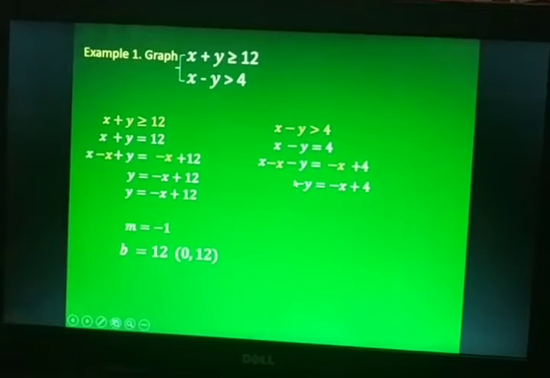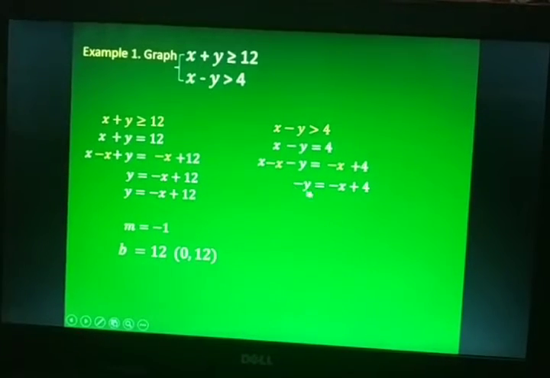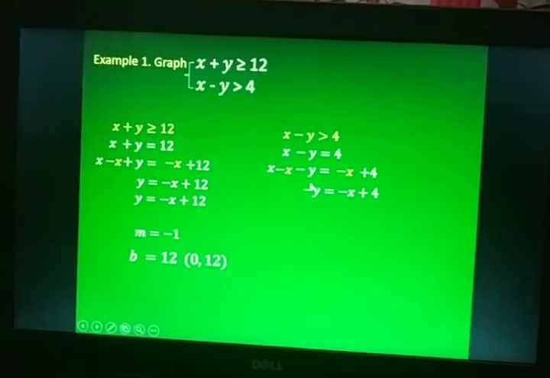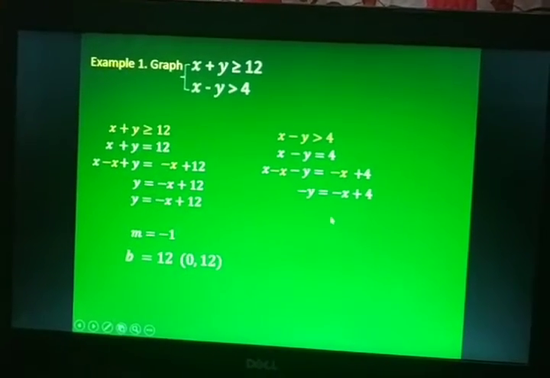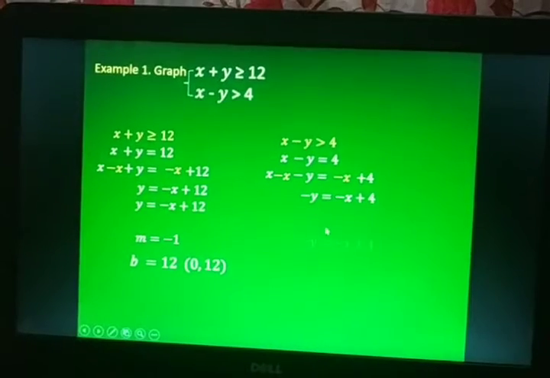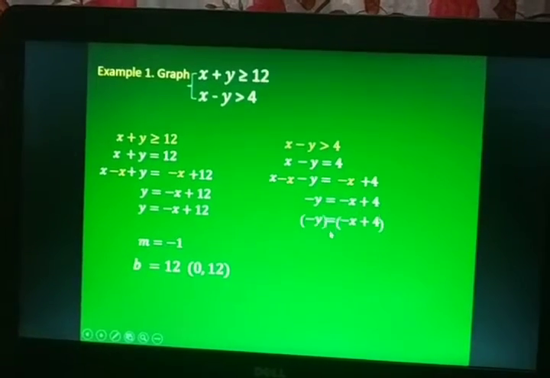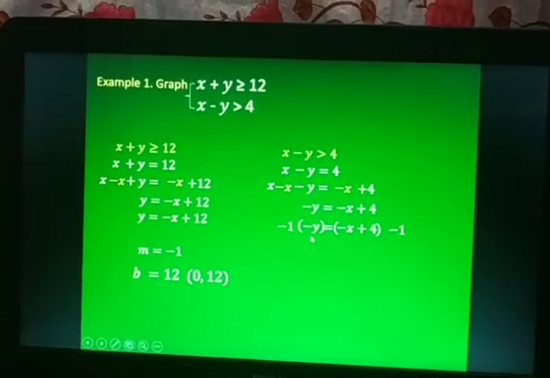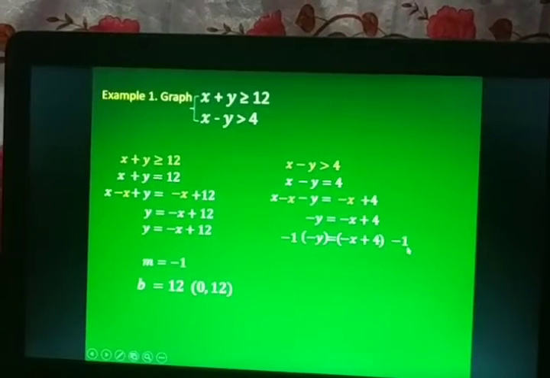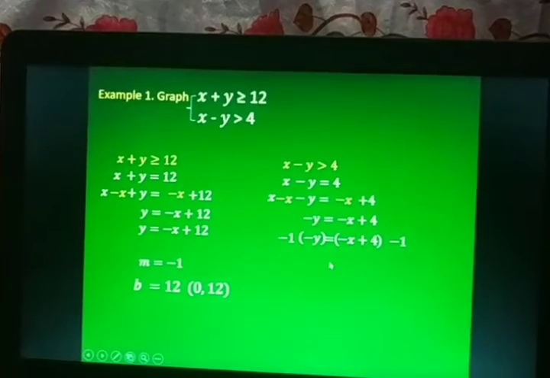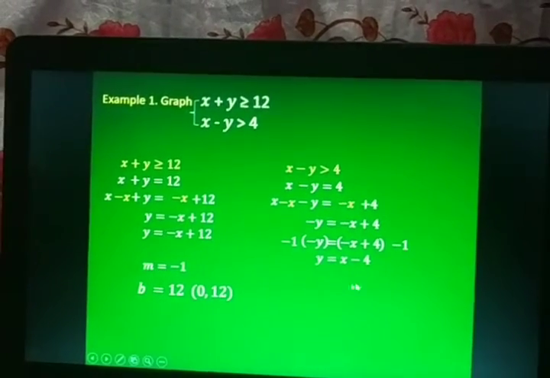We don't want negative y, so we'll multiply or divide this by negative 1. In this case, I'll multiply both sides of the equation by negative 1. Distribute negative 1. Negative 1 times negative y is positive y. Negative 1 times negative x is positive x. Negative 1 times positive 4 is negative 4. The answer is y equals x minus 4.